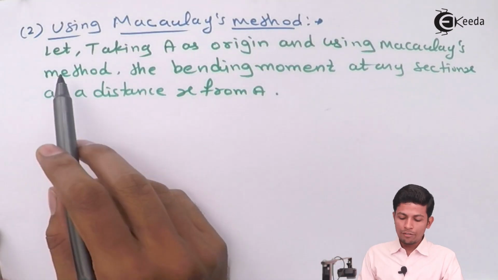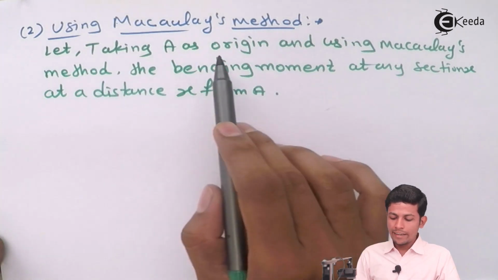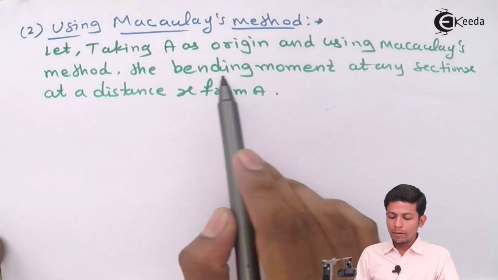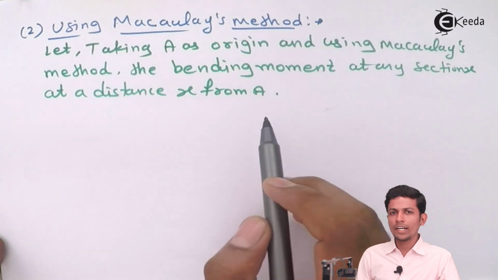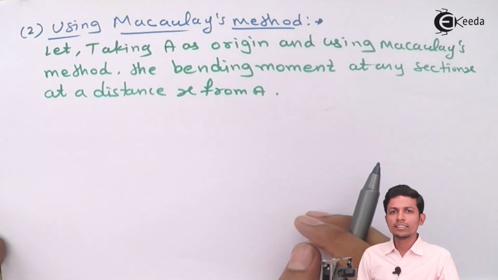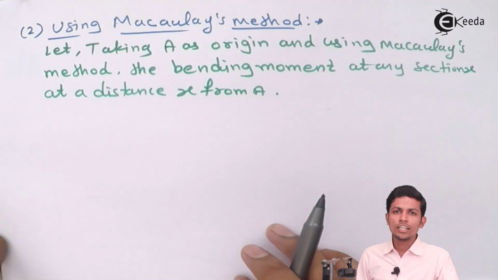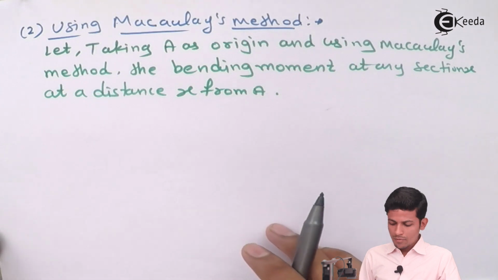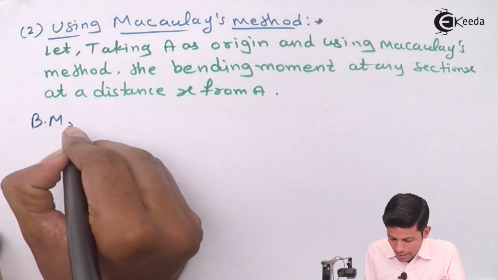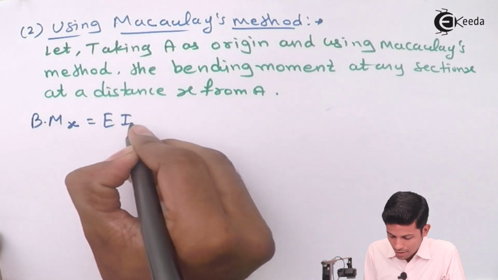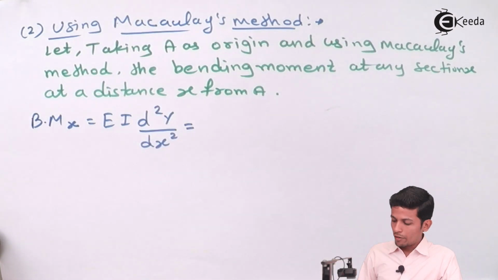Now in the exam you don't have to write this, let us take A as origin. Directly you can take a section, taking A as origin, and using Macaulay's method, the bending moment at any section at a distance x from A. You don't have to write this in the exam; directly you can take the origin A and take a section XX at distance x from A. After that, draw these boxes, x is equal to 0, then 3 and then 8. After that, bending moment at x is EI d square y upon dx square equal to, now we have to write the equation.